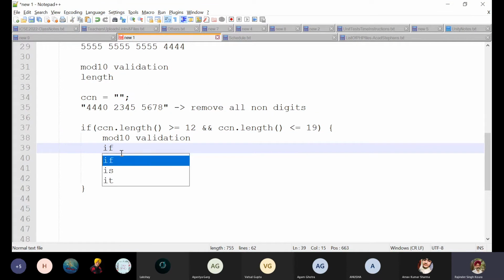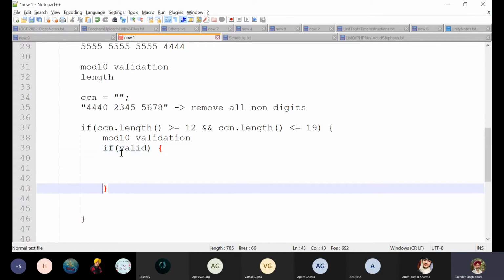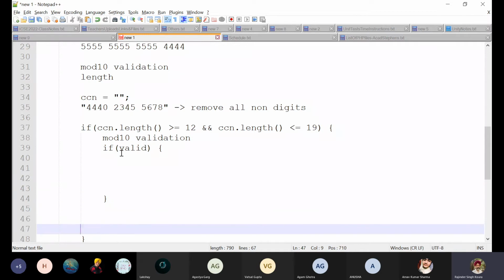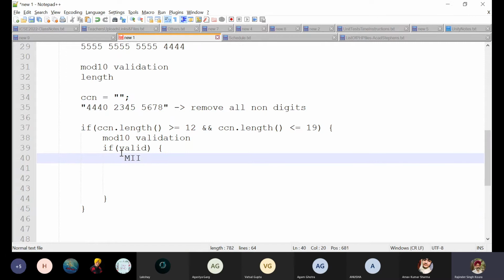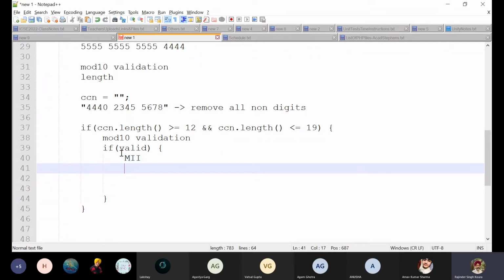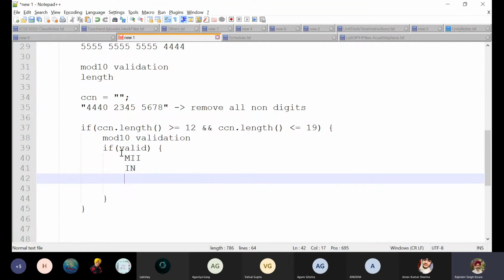After that, if it is valid, then you will display the major industry identifier, the issuer number, the account number, and so on.